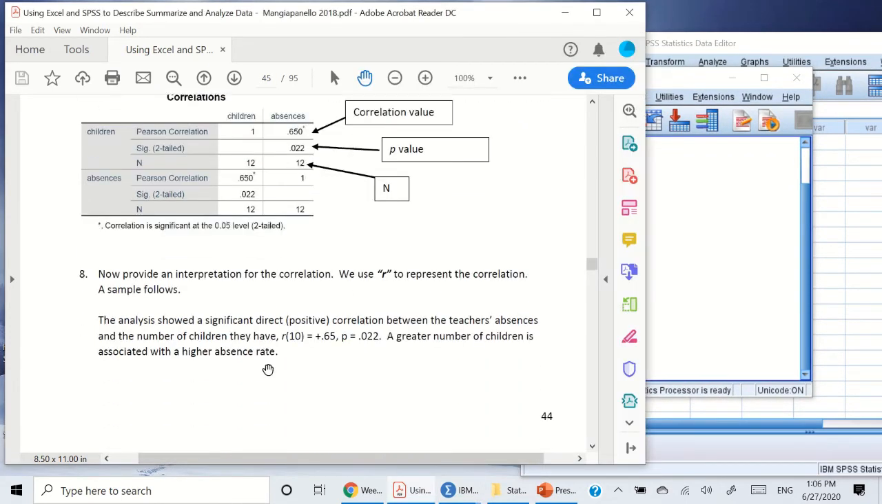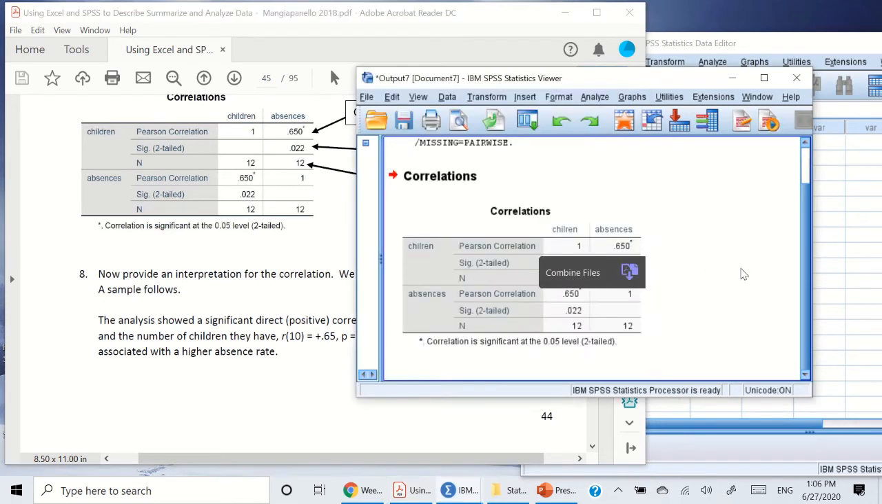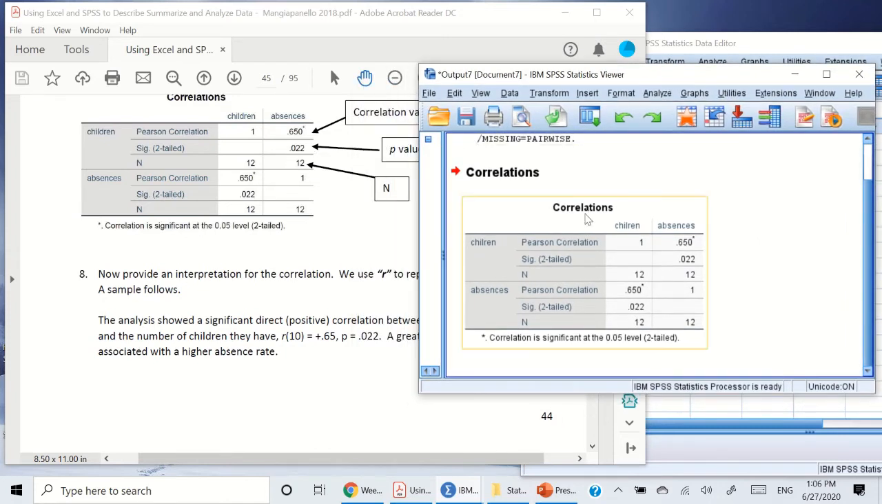Now provide an interpretation for the correlation. So now let's take a look at this. The Pearson correlation over here, 0.65, is a strong correlation. It's a significant correlation. How do we know? Because we're looking at the p-value over here, which says 0.022, and that is less than 0.05. That means this is a significant correlation. That means when one goes up, the other one also goes up as well.